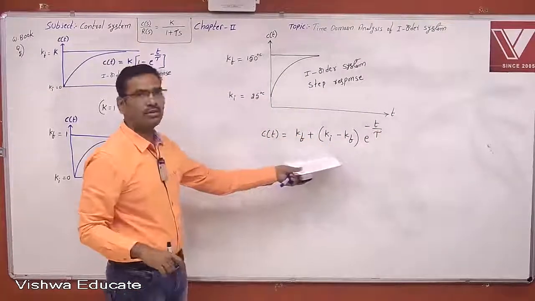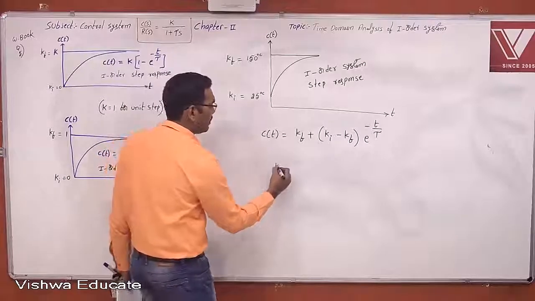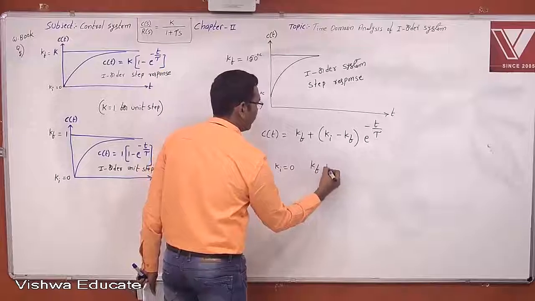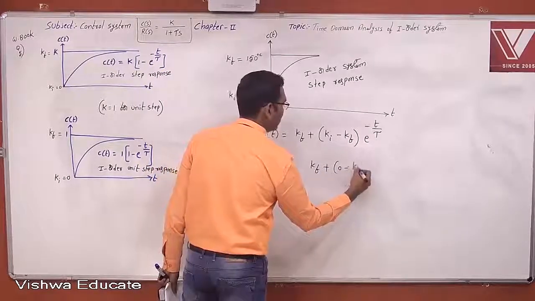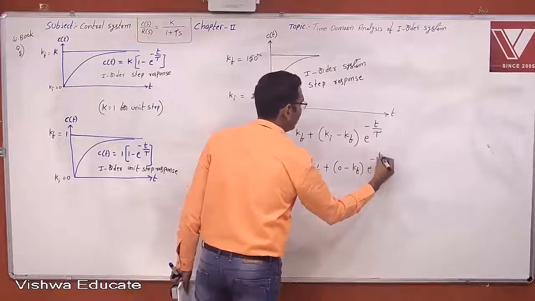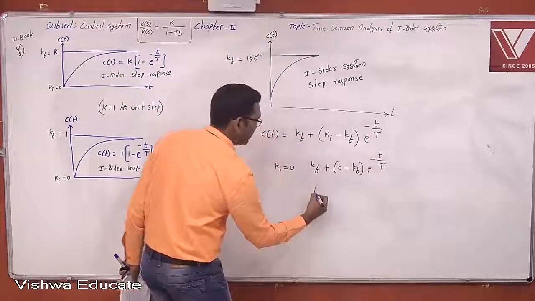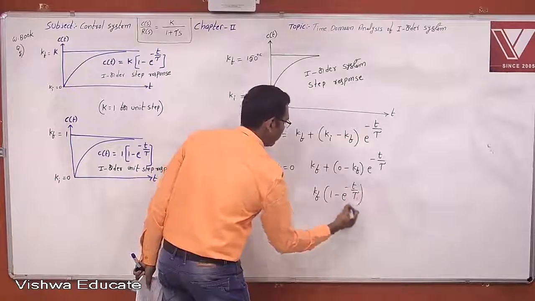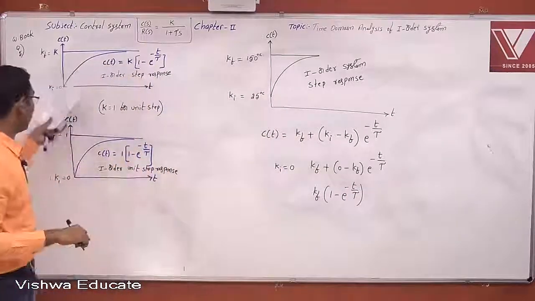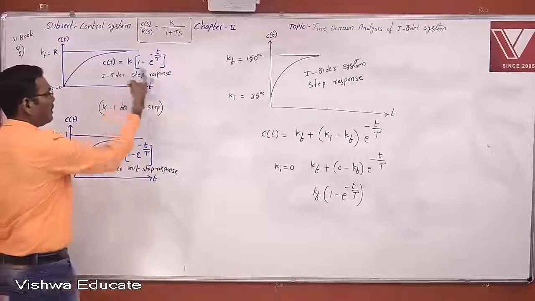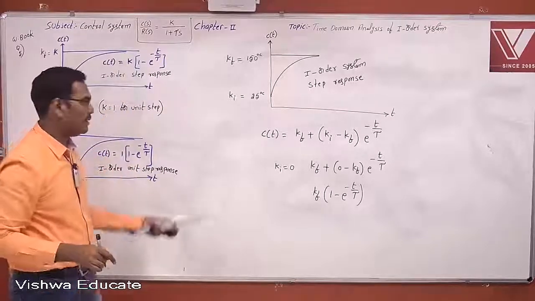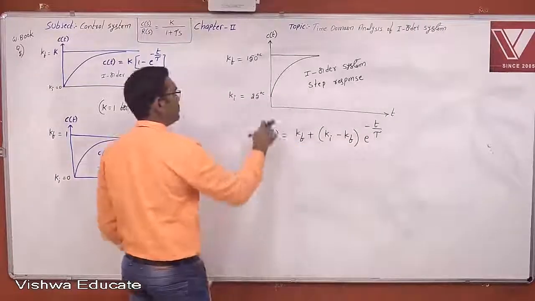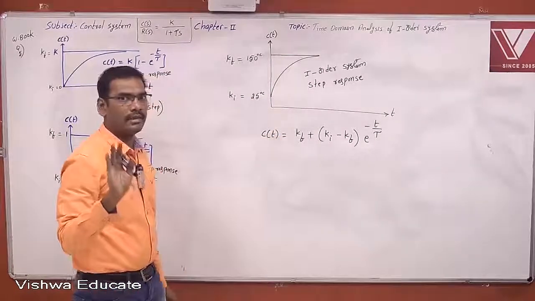If you have any doubt, if Ki equal to 0, therefore Kf plus 0 minus Kf into e power minus t by tau. Again the same, if you take Kf as common, Kf into 1 minus e power minus t by tau. The same answer you are getting here, where Kf equal to K or Kf equal to 1. Therefore, this is the first order step response if the response does not start at the rest position.